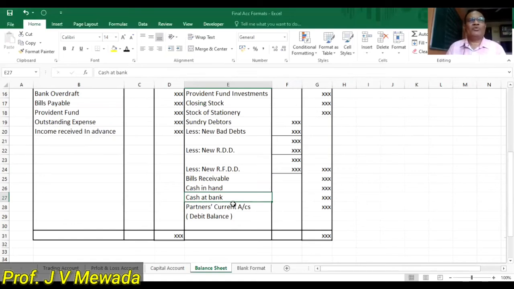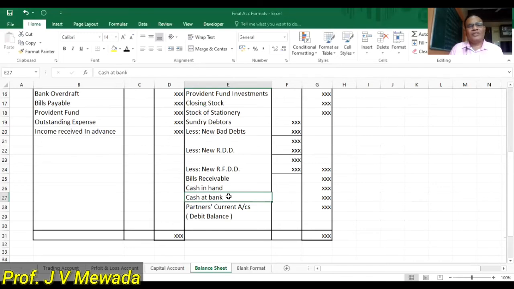Now you are supposed to remember this classification of trading account, profit and loss account, and balance sheet, so that you can solve the sum easily. You may not face any difficulties. It will be very convenient for you to solve the problem. So I am advising you to remember all these items. Unless you remember, no one is going to help you in the exam. So the best thing is you have to remember these items. Then only you can solve the problem.